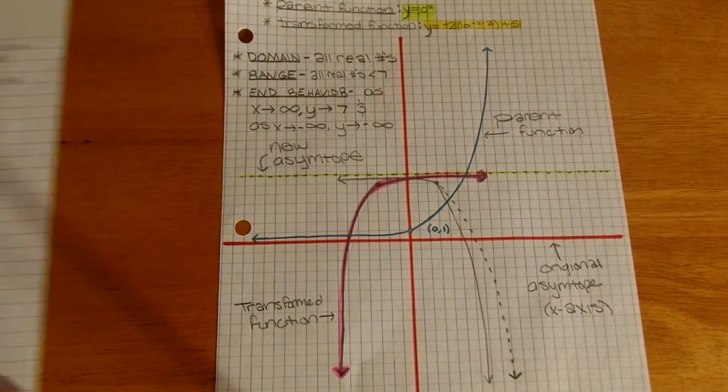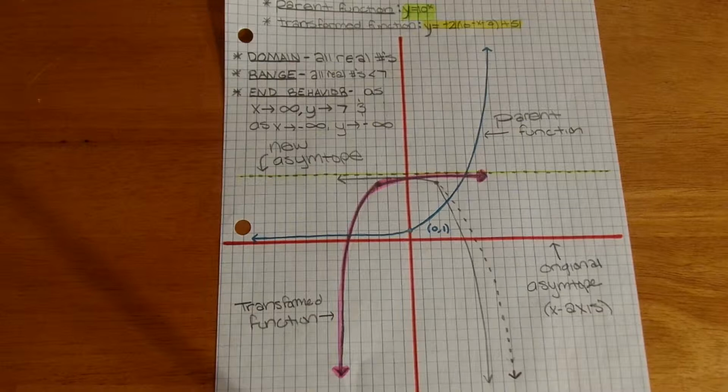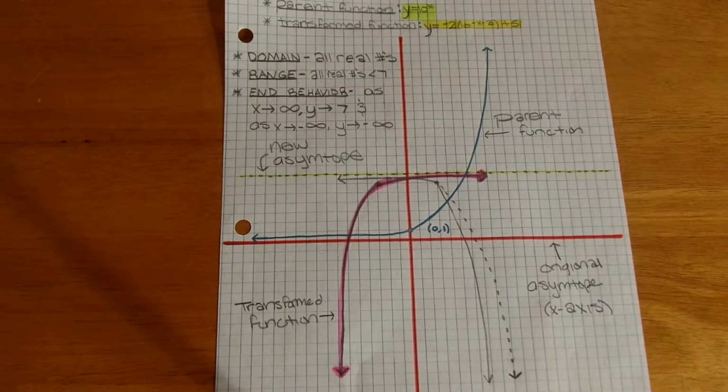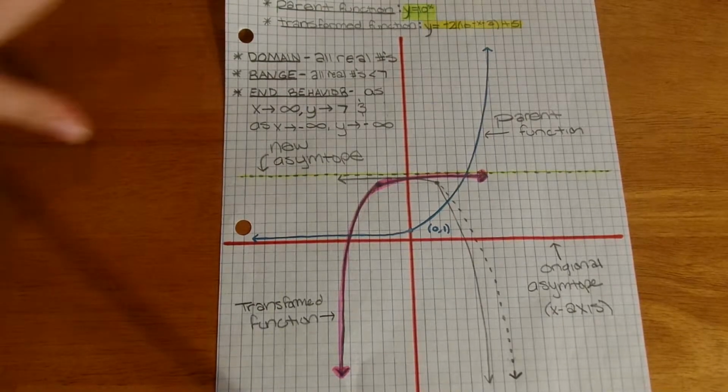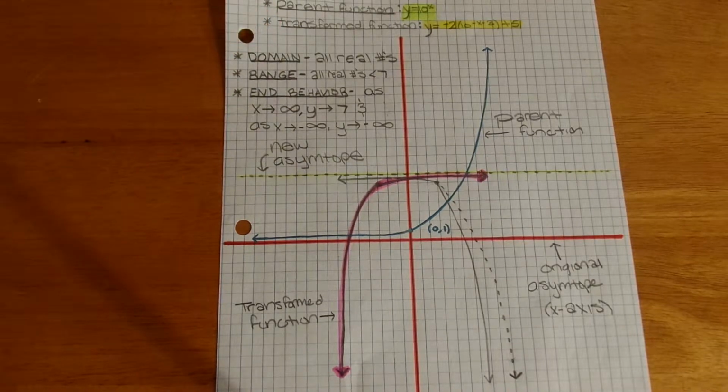So for transforming the parent function y equals 10 to the x to the transform function y equals negative 2 parentheses 10 to the negative x minus 3 close parentheses plus 5. So there's the parent function up here and then the transform function below it.